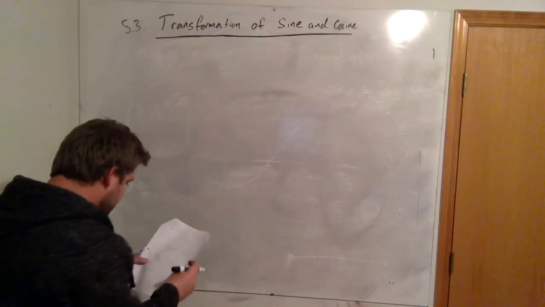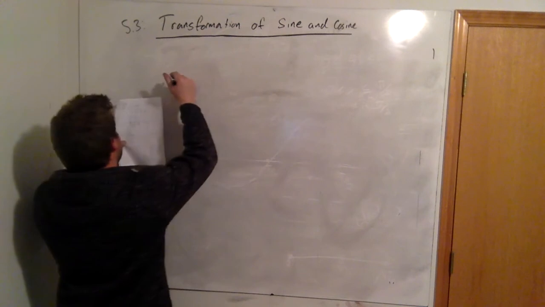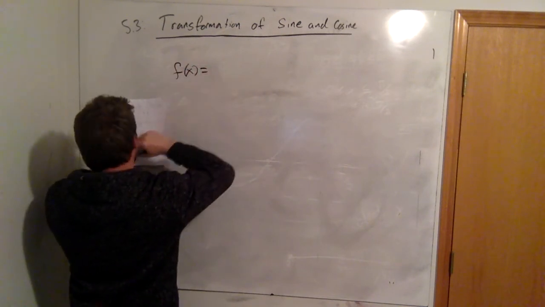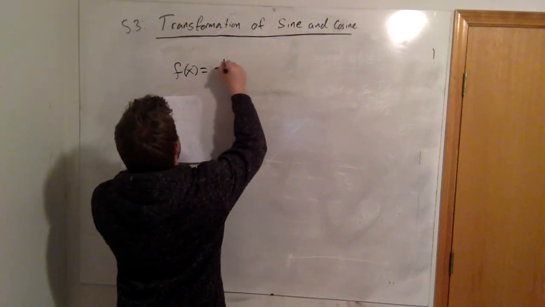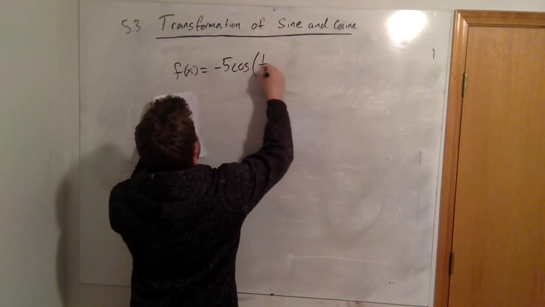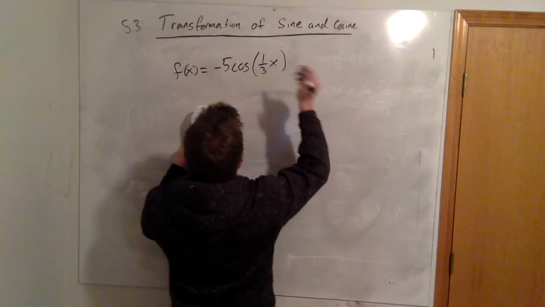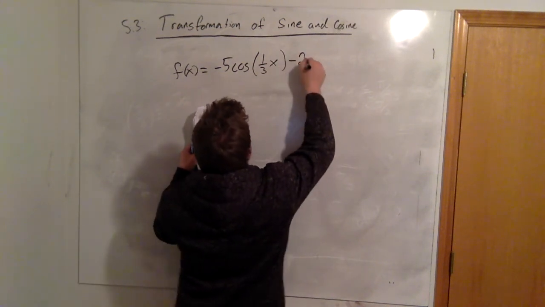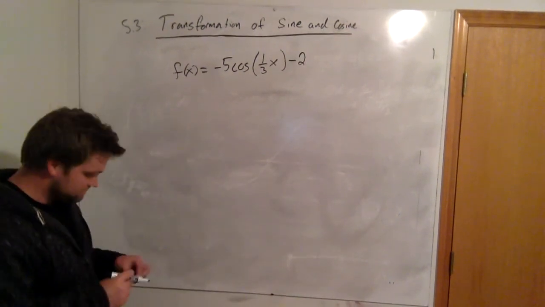Okay, let's do f of x is equal to -5 cosine of 1/3 x, minus 2. Go ahead and pause the video and give this one a shot.